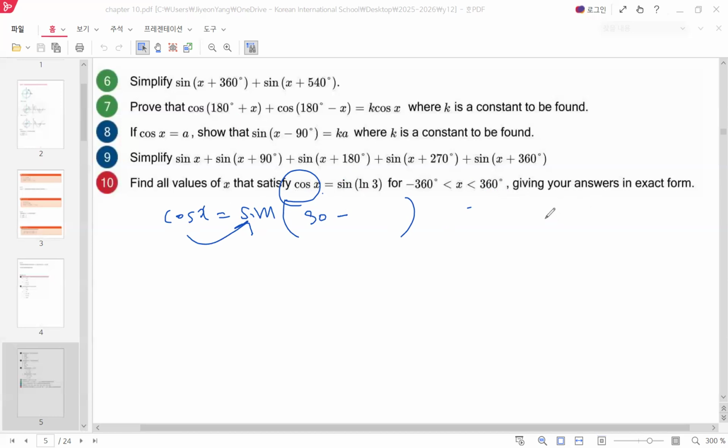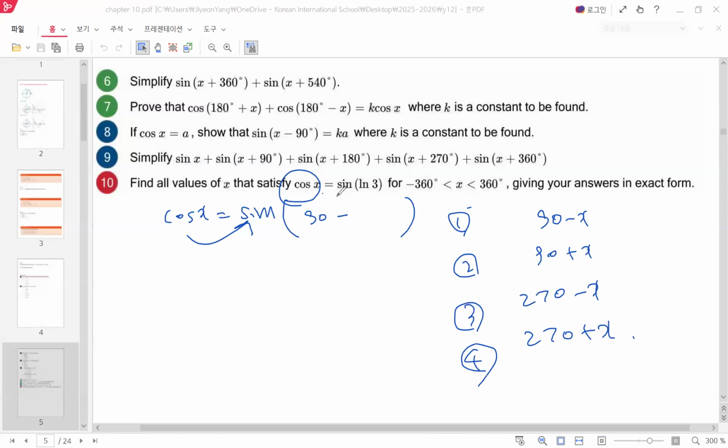Odd multiple of 90. So 90 minus x or 90 plus x, and then 270 minus x and 270 plus x. Do you understand? First quadrant, second quadrant, third quadrant, and fourth quadrant. And then we need to find where sine something is positive cosine. Can you see that? Sine something positive cosine. So it should be the first quadrant and then the second quadrant. So it should be sine 90 minus x and then sine 90 plus x.